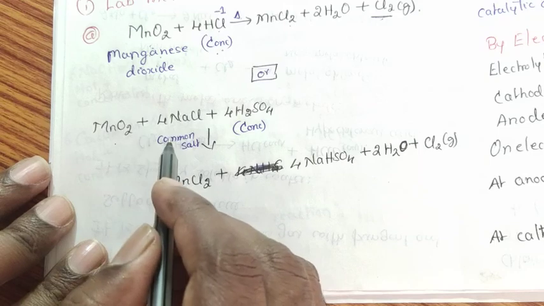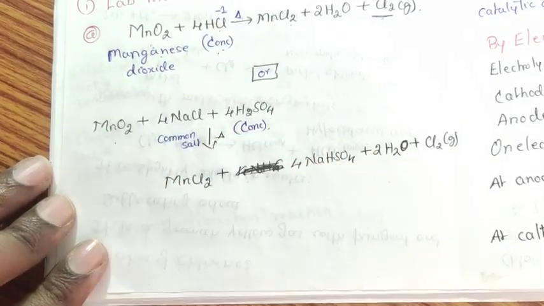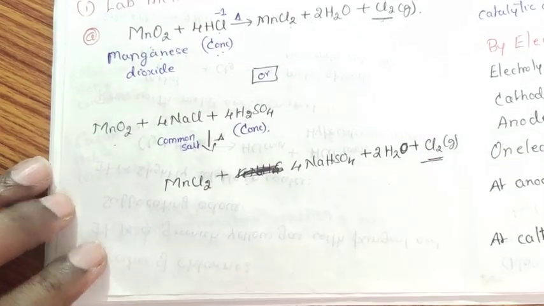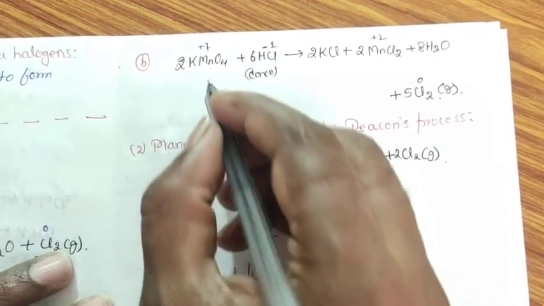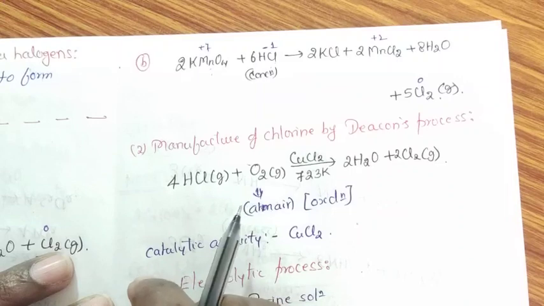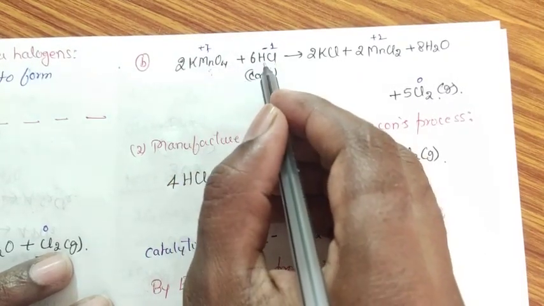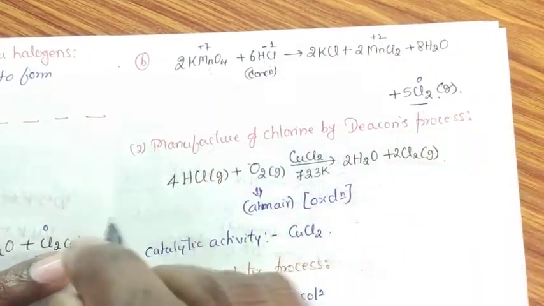When manganese dioxide is treated with common salt in presence of concentrated sulfuric acid, chlorine gas gets liberated. The next method: when potassium permanganate is treated with concentrated hydrochloric acid, it oxidizes to produce chlorine gas.